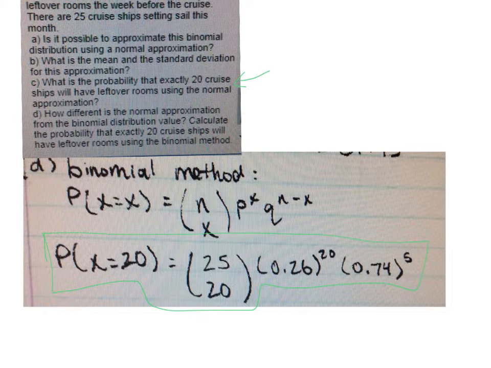So I think what you want to do is reverse these, okay? Because exactly 20 cruise ships having a leftover room, the chance of having a leftover room, sorry, I can't see the green there, is 74%. You want 20 of them to be that, and you want the chance of not having a leftover room to only be applicable to 5 of those cruise ships. And so if you just switch those two values around, then you're right on the right track in terms of using the binomial distribution to find the value. And then all you need to do is compare it to the normal approximation that you got in Part C.